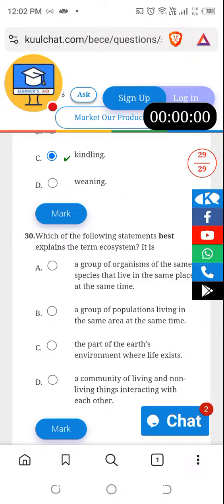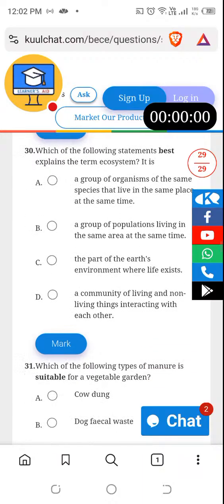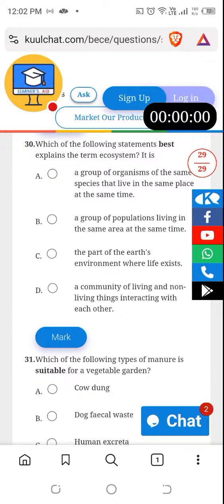Ecosystem. A group of organisms of the same species that live in the same place at the same time. That is population. So a group of organisms of the same species that live in the same place at the same time is known as population. A group of populations living in the same area at the same time, that is community. So A is defining population and B is defining a community.